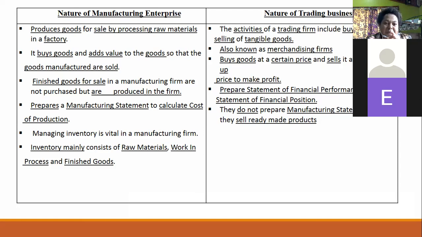We are just expanding from that inventory that we normally have. From inventory, we are just classifying that inventory into 3: in the form of raw materials, work in process or work in progress, and the last stage is finished goods. Now keep in mind, how a manufacturing statement operates is totally different from a trading business.